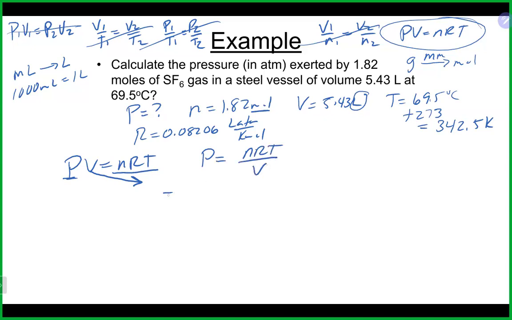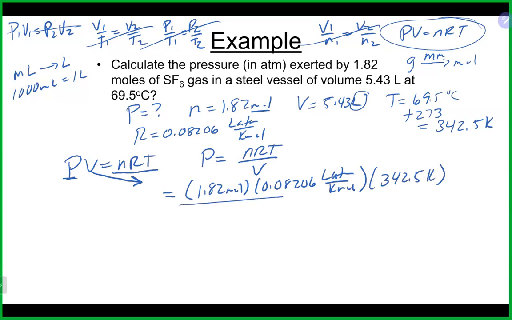And putting in our numbers here, we have our 1.82 moles. We have our gas constant, liters, atmosphere, Kelvin, mole. We have our temperature that's been converted to Kelvin, all divided by our volume, which was in liters to begin with, which is good. That means that the moles and the moles will cancel, the Kelvin and the Kelvin will cancel, the liters and the liters will cancel. That will leave me just atmospheres left over, and that's good because that's a unit of pressure.